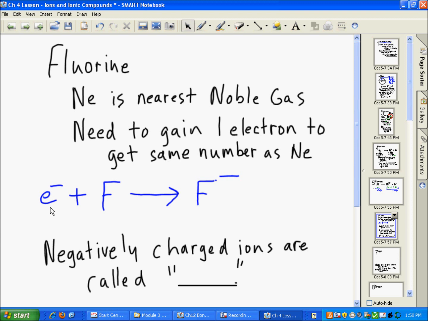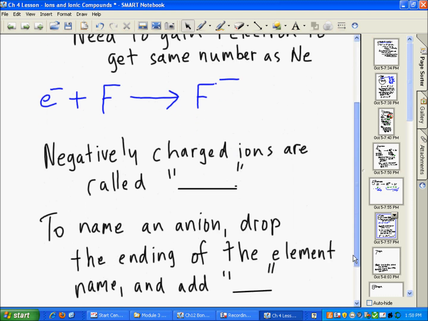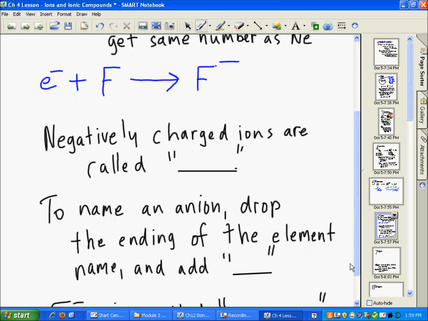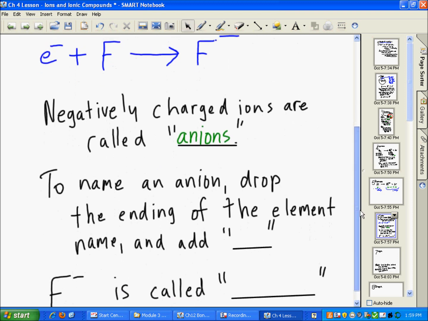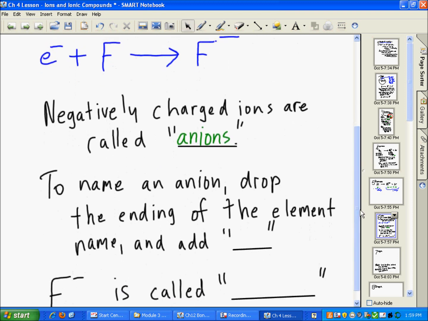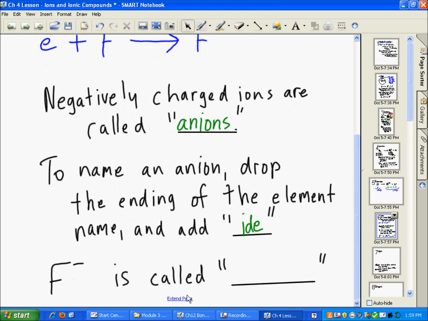So negatively charged ions are called anions, as I mentioned, because they're associated with the anode of an electrochemical cell. And if you want to name an anion, you drop the ending of the element name and add -ide. So F minus is called fluoride ion.